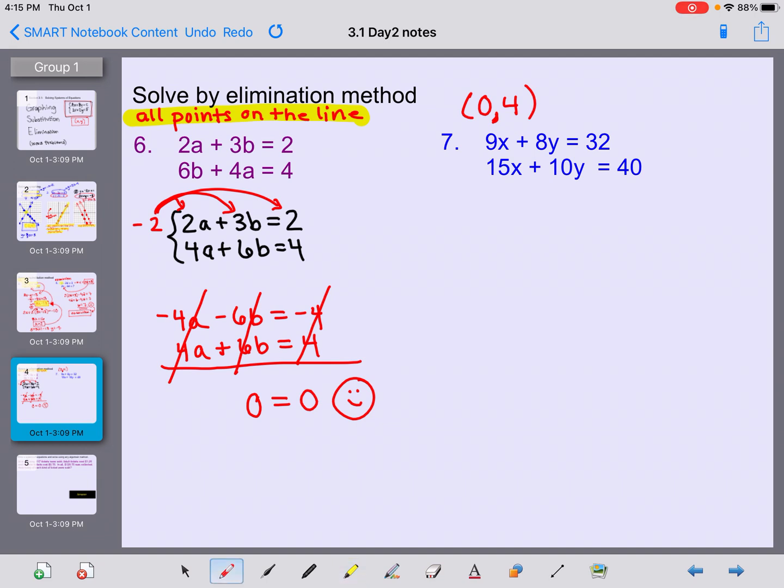If those two things canceled, and let's just pretend for a second that this number was different, let's pretend it was an 8, and that didn't cancel, now you would have a false statement, and so you would say no solution.